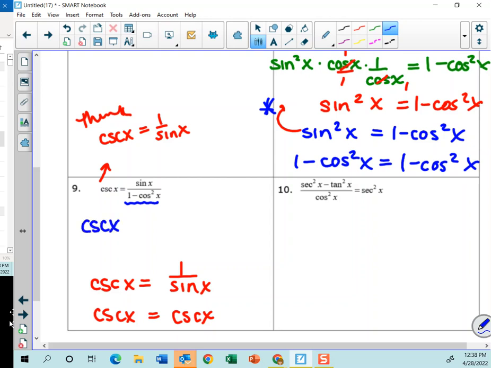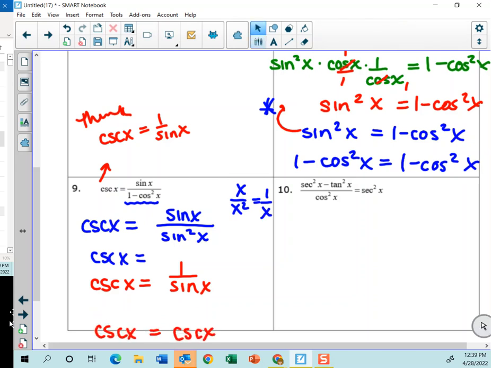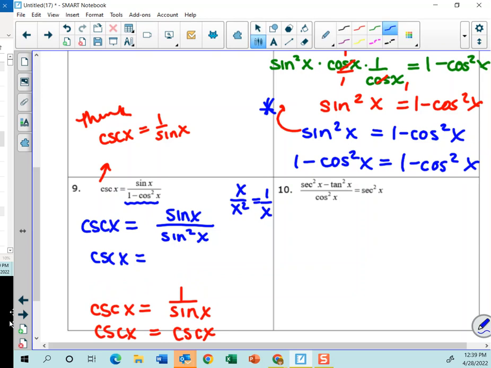So when I see 1 minus cosine squared, I think, well, sine squared is a good result. And then that means, just like x over x squared would reduce down to 1 over x, sine over sine squared reduces down to 1 over sine. And 1 over sine is equivalent to cosecant. Cosecant equals cosecant.